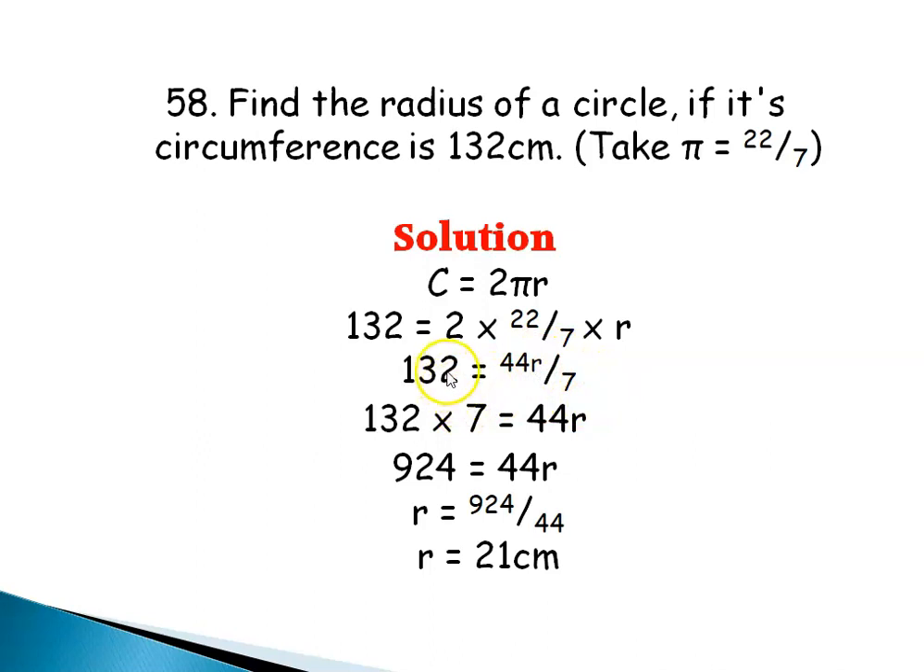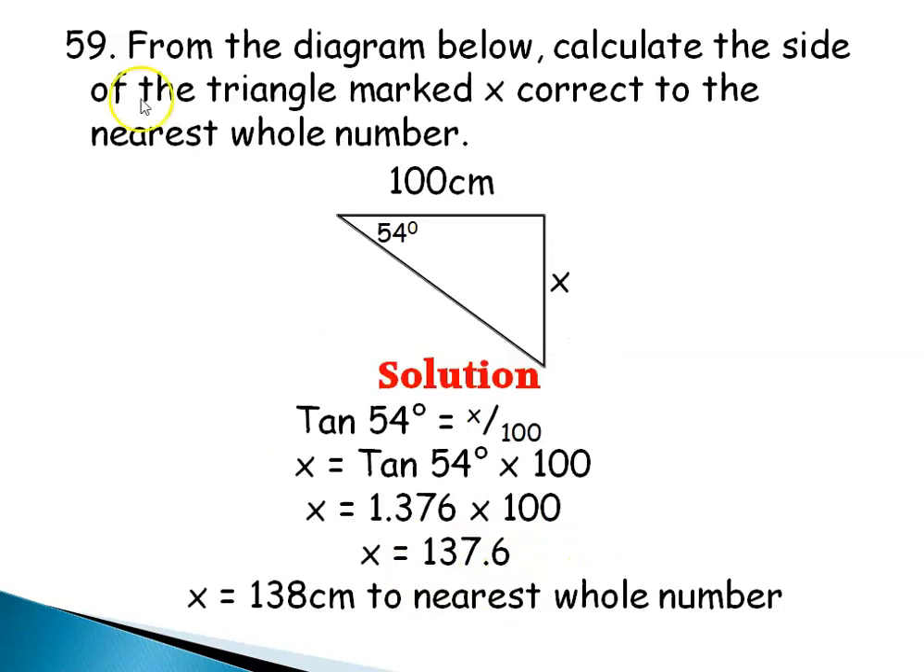This will become 132 times 7 is equal to 44r. 132 times 7 is 924, equal to 44r. Divide both sides by 44. r will be 924 divided by 44. So my r is 21 centimeters. Is that okay? Good. Then question 59.